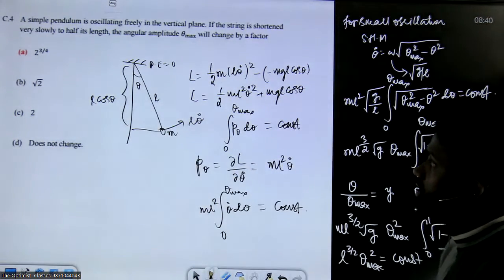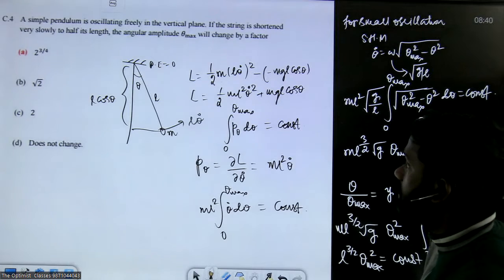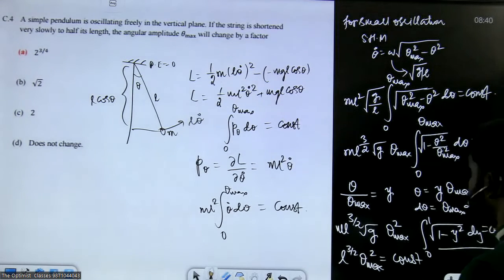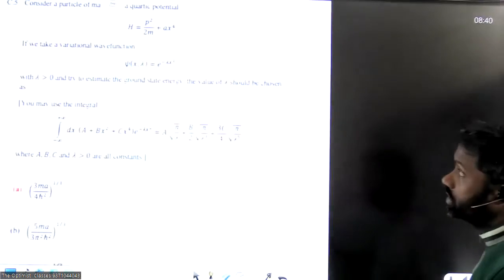Okay, so this was a question related to adiabatic variation in which the action variable remains constant. Okay, let's move to another question.